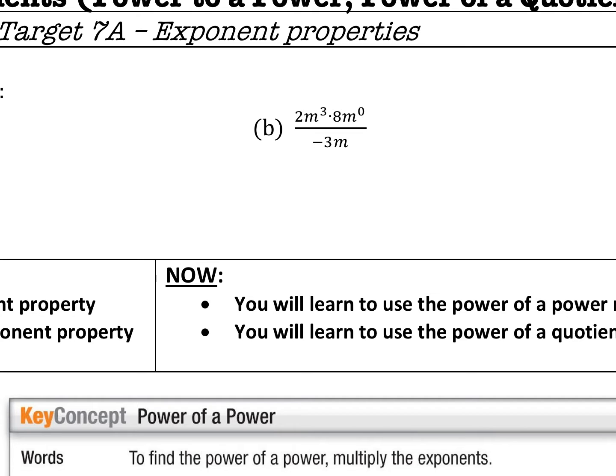Part B here, I've got my constants. So if I multiply them together, I would have a 16 in the numerator and a negative 3 in the denominator. So they're all m's. M to the 0, right, is going to turn into a 1. So if I multiply by 1, I don't change anything. M cubed on the top and m to the first on the bottom. So I'd have 16m over negative 3.